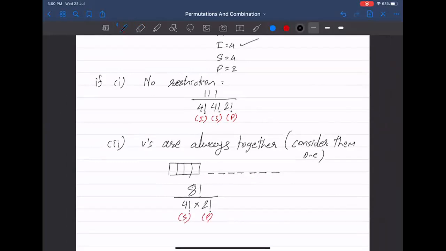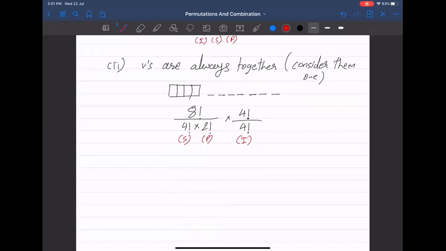Now the remaining 4 can be arranged within 4 factorial, but all 4 of them are identical. So divide by 4 factorial. Basically this is for I's. यह काउंट नहीं करता है इसमें. ठीक है, वो 1 ही होता है, इसके लिए काउंट नहीं करता है.